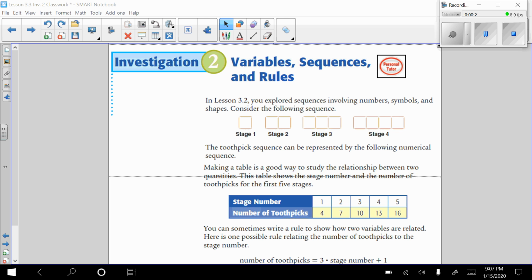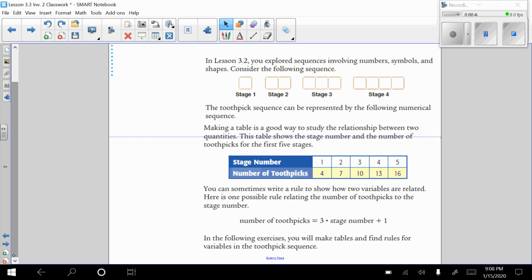The toothpick sequence can be represented by the following numerical sequence. Making a table is a good way to study the relationship between two quantities. This table shows the stage number and the number of toothpicks for the first 5 stages. You can sometimes write a rule to show how two variables are related. Here's one possible rule for the number of toothpicks to the stage. The number of toothpicks equals 3 times the stage number plus 1.